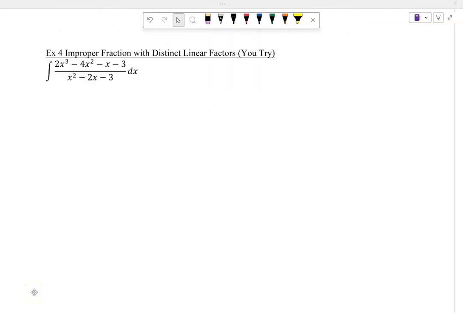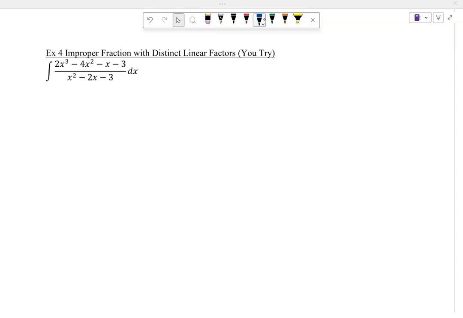Alright, this 6th problem is not a bad you-try-it problem. If you do want to, stop the video and try this on your own. Notice it's improper. The degree of the top is more than the degree of the bottom, right? I have an x cubed over an x squared, degree of the top bigger than the bottom.